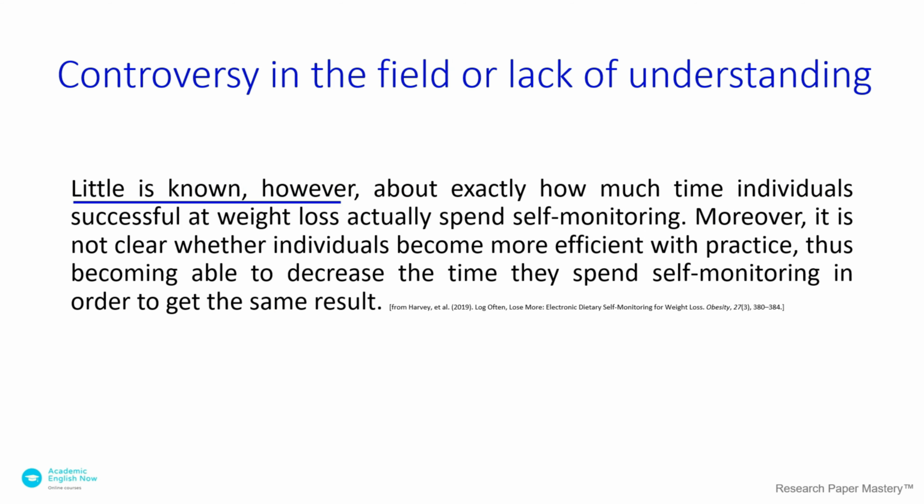How does the writer express it? Well, through a phrase like "little is known about." So straight away we are saying that we are not sure yet about something. And then the writer says "it is not clear whether." So these two phrases clearly indicate that there is a lack of understanding at the moment.